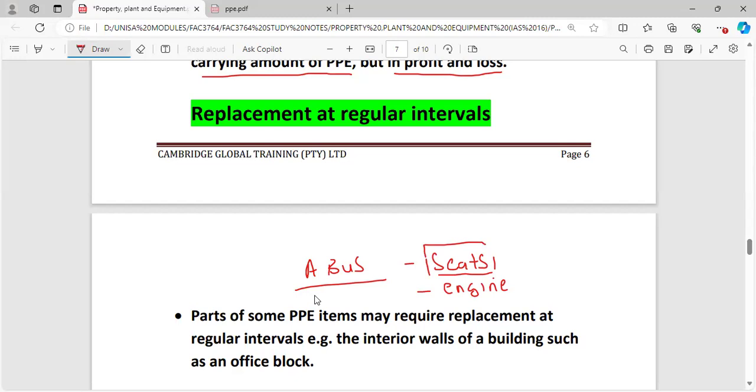So how do we determine depreciation? Which means when we depreciate, you will see that the engine has got a longer lifespan than the seats. So we need to depreciate them separately when we do our depreciation. And when we replace the seats, the old seats are going to be derecognized. So if we replace the old seats with the new seats, it means we are going to derecognize the old seats and bring in the new seats. The carrying amount of the old seats is going to be derecognized.